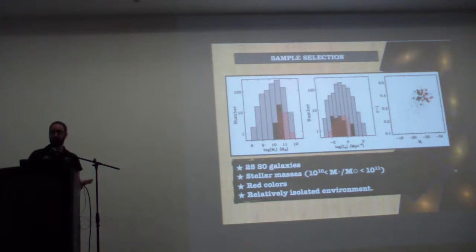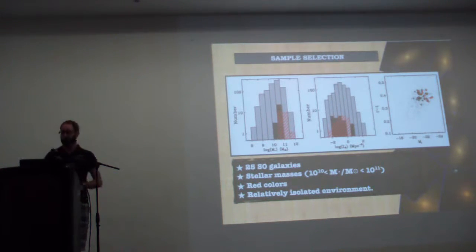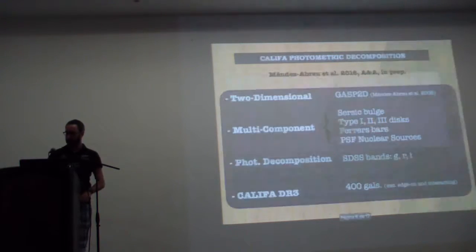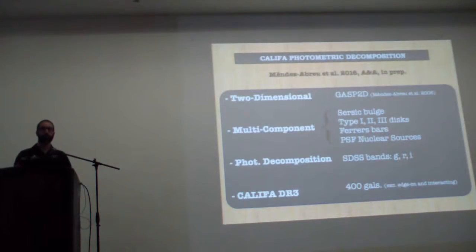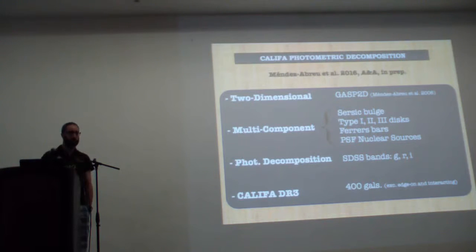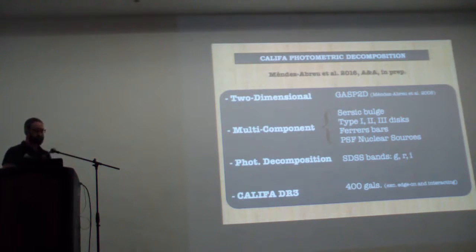But what we want to study is the bulges, the central component, and in order to understand the properties of the bulges, what we need to do is a photometric decomposition. We heard before about photometric decomposition on CALIFA galaxies. This is something that we have done also within the collaboration. There is a paper which is about to be out. And what we have done is a fully two-dimensional decomposition, and an important point is that it's multi-component.